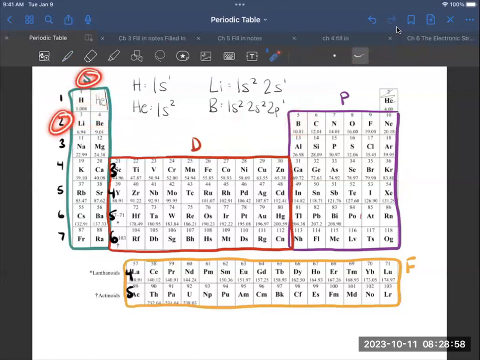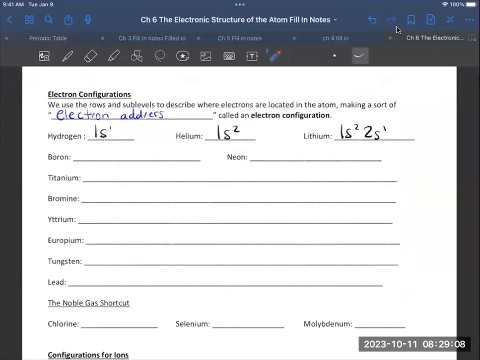We went through the first shell, S section, 2 things, that was this. Second shell, S section, 2 things, that was this. And now we're still in the second shell, P section, first thing, and that's this. Okay, so that's boron's.